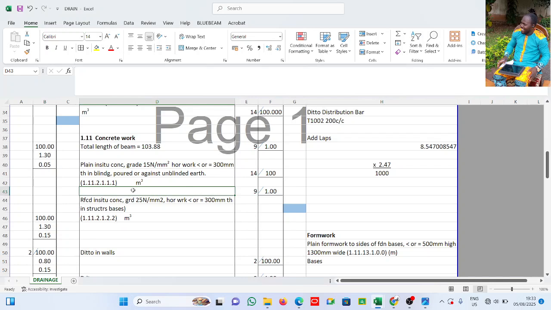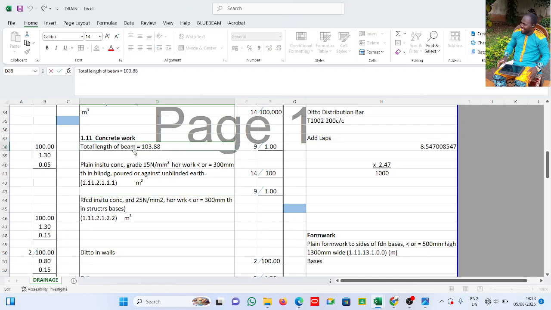We know our length. Total length of drain, not beam, and it's not 103, it is 100. Total length of drain is 100 meters. 100 meters, that is 100,000 millimeter. All right, that is it.